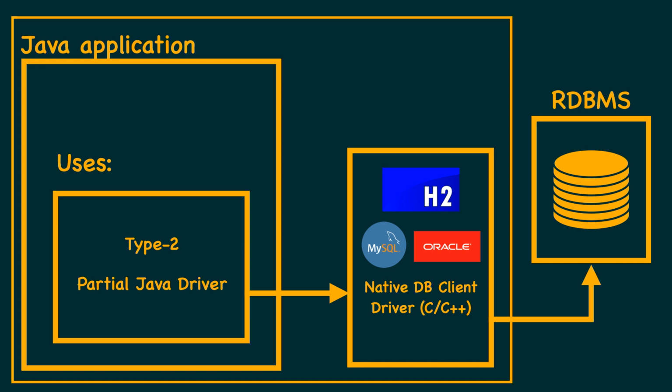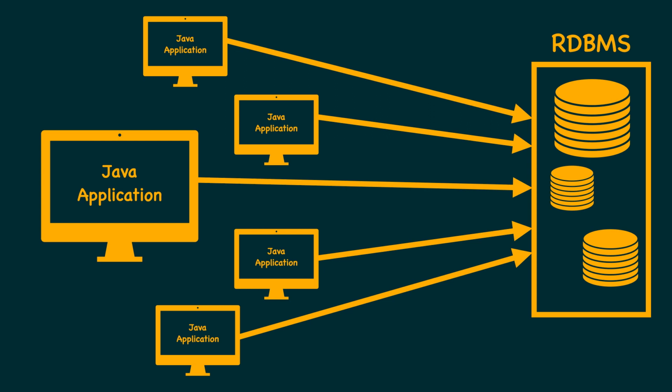The drawback of this approach is that on every computer where Java client applications are being executed, we have to install the native client APIs as well. This is a huge overhead when the number of clients is large. In the olden days, Java applications were typically installed on hundreds of client machines, and you may have to install the DB client driver on each one of them. So this type of driver was in use during the early days of Java, where the industry used 2-tier architectures predominantly.